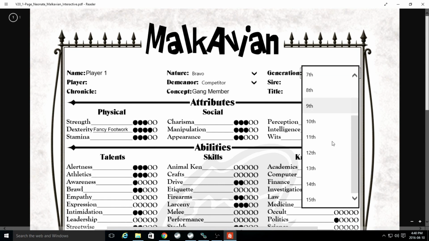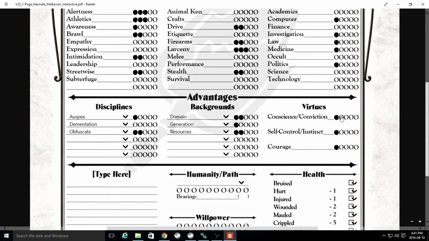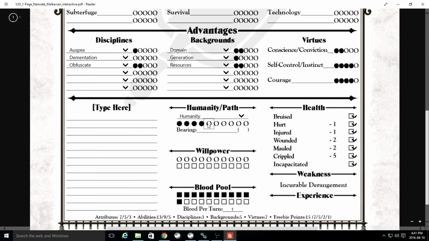Now, generation will give us a generation of 12, which means the blood pool will be 11, with only 1 blood point spent per turn. So, conscience, self-control, and courage, I should say. I think our guy is going to have at least a courage of 3, self-control, and conscience. Probably more self-control than conscience. Yeah, that looks good. And I'm actually going to take 1 away from here and throw it in courage. So that's 6 self-control and conscience, which means our path of humanity is going to be 6, and our willpower is going to be 4. There we go.